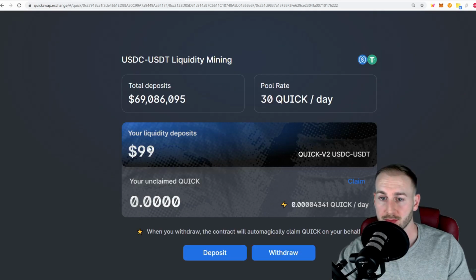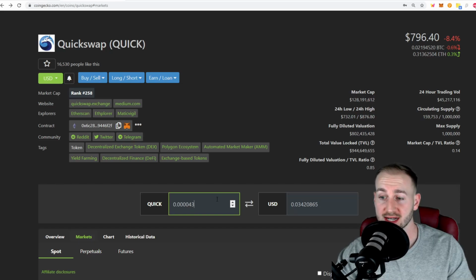And now we can see my deposit, roughly $99. It rounds it down a little bit. And then you can see I'm going to be getting 0.00004341 Quick tokens per day. So at the current price, this is around just 3.5 cents. But this is going to add up. Remember, I've only got $100 worth of liquidity in there. So daily, this is not a bad rate of return, and it's going to add to the overall APY of my liquidity provision. So not only getting the fees, but getting these Quick rewards as well.